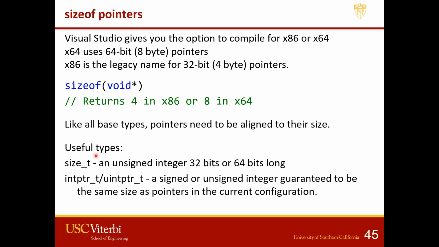So here's some useful types. I have shown the int32_t before. Similarly, we have something called a size_t. A size_t is an unsigned integer that is either 32 bits long or 64 bits long, depending on which system you compile in. So for an older 32-bit system, you will get a 32-bit integer for that. For a newer 64-bit system, you'll get the 64 bits.